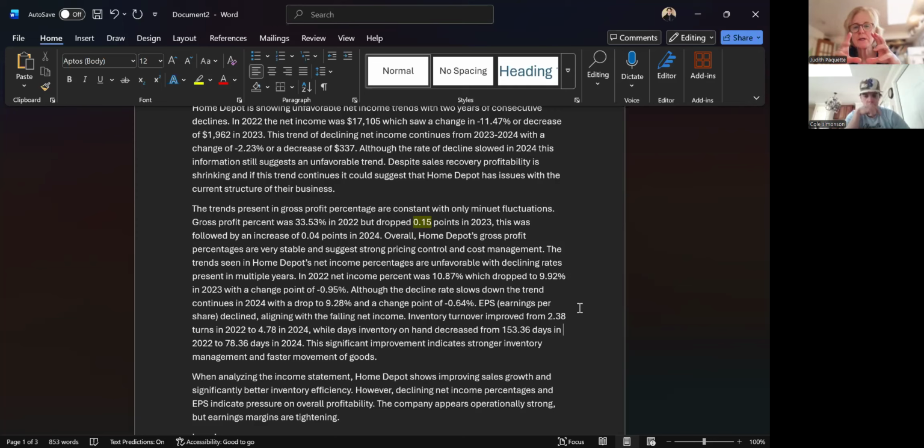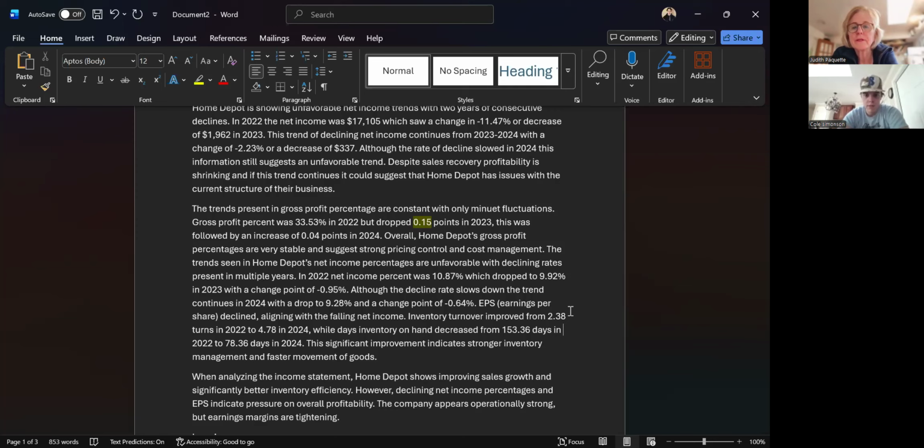Just be really clear it's unfavorable, or improved slightly. Don't try to avoid saying increase, decrease. You can say improved or declined, so we know it's bad news or good news. Overall they are very stable. The trends seen in net income percent are unfavorable, with a declining rate.